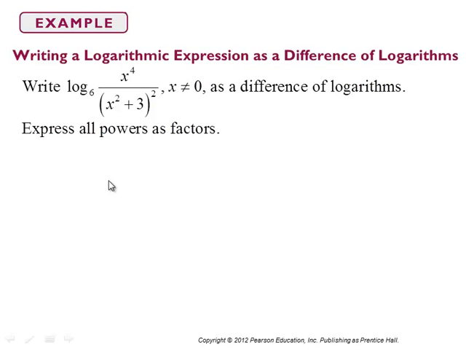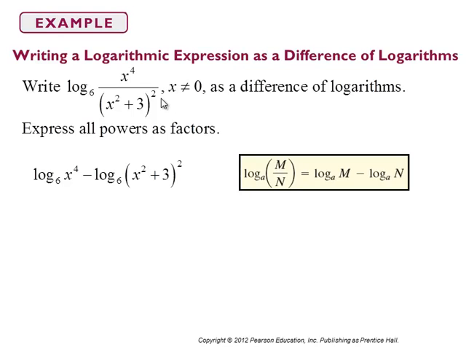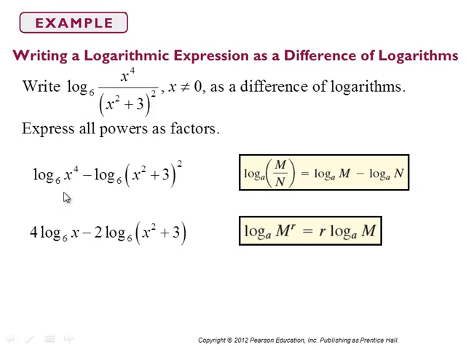Suppose that we've got log base 6 of x to the 4th over (x squared plus 3) squared. Well, use properties of the logarithm first. Remember, the log of the quotient is going to be the difference of the logarithms. And then use that power property that says that the log of x to the 4th is 4 times the log of x, and that the log of (x squared plus 3) squared is the same as 2 times the log of x squared plus 3.